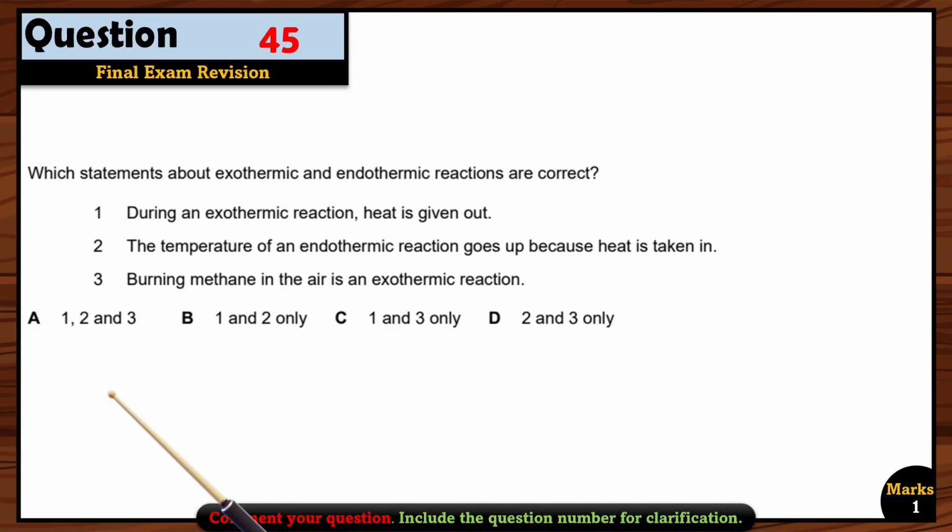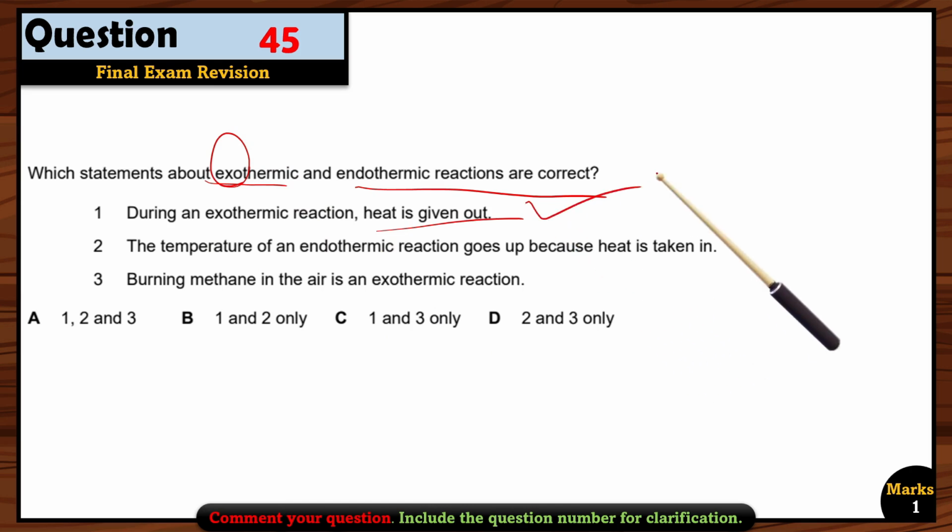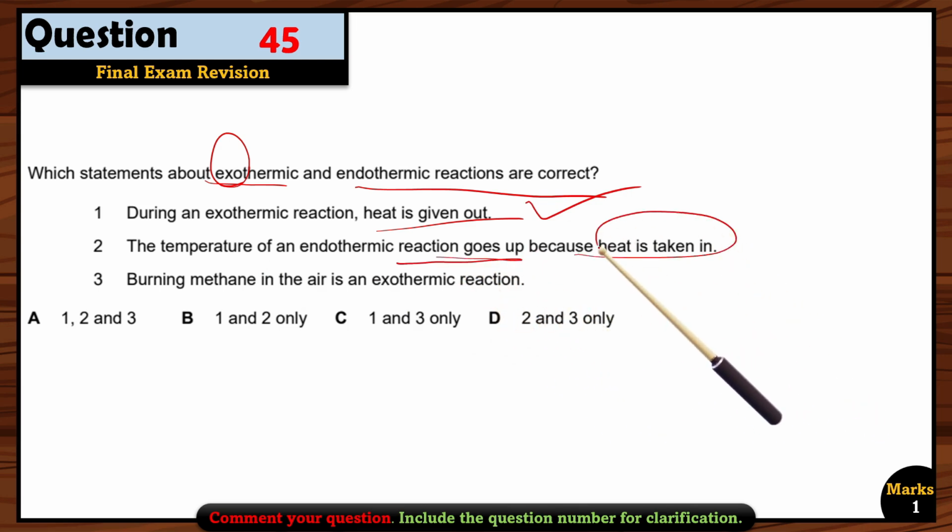Question 45. Which statements about exothermic and endothermic reactions are correct? Already I told you, students already know that exothermic means heat is given out, but they get confused with some of the statements, like C. During an exothermic reaction, heat is given out. Yes, that's right. The temperature of an endothermic reaction goes up because heat is taken in. Students will think, yes, that's right. Why? Because endothermic reactions always take in heat. But that's not the temperature.